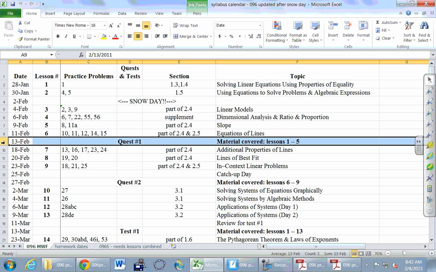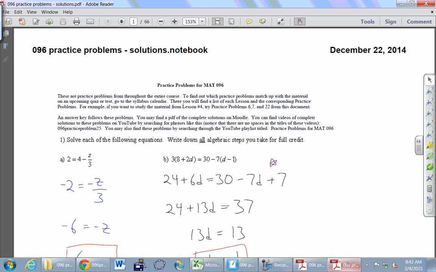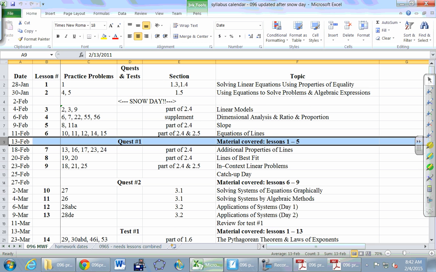That practice problem document is a set of all the practice problems for all the tests and quests for the entire semester, all in one place for you. Again, we're talking about this document right here. And so how are you supposed to know which problems are appropriate to study as you're looking for practice heading into quest number 1 or test number 2? That's where this document again comes into play.